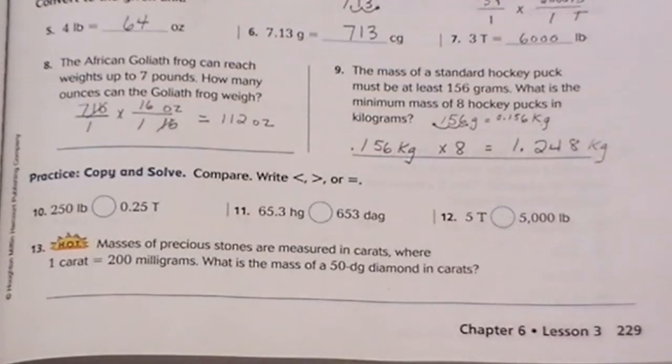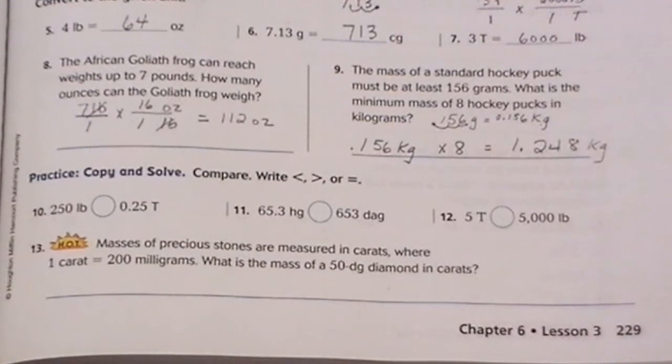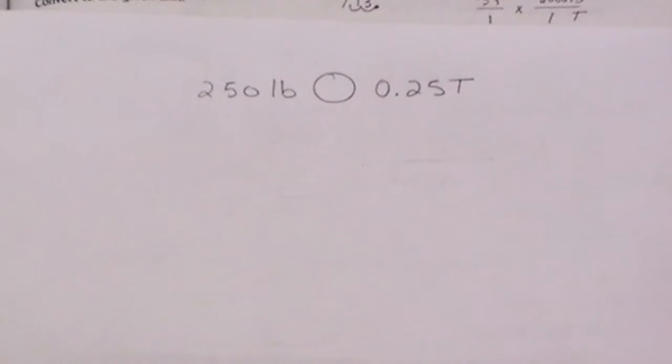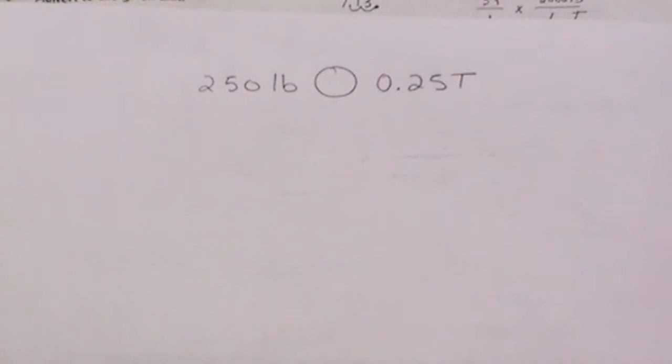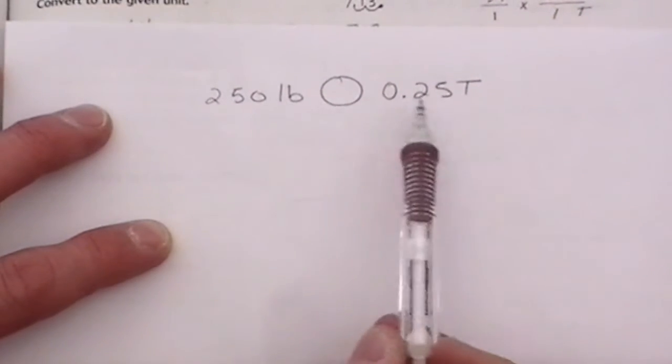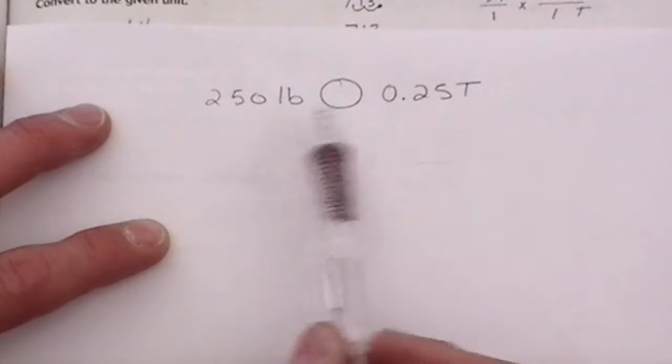Okay, so let's take a look at number 10. Number 10 says 250 pounds is greater than, less than, or equal to 0.25 tons. All right, I rewrote the problem on a piece of scratch paper because I ran out of room. I'm not going to have enough room to solve this problem in the textbook. What we're going to have to do is convert one of these values so that we can compare the two.